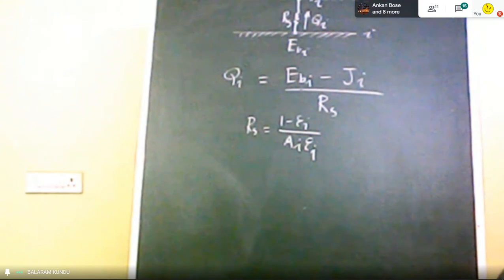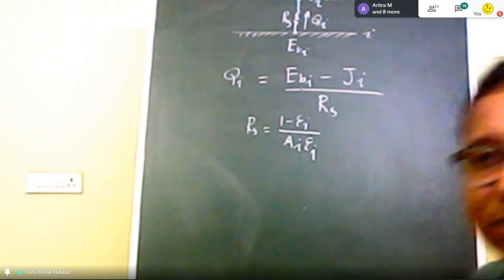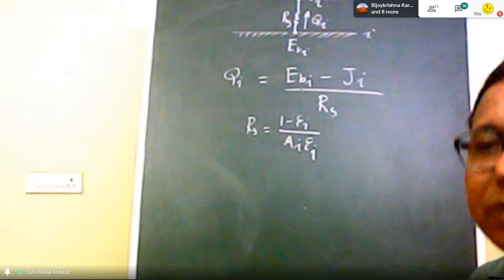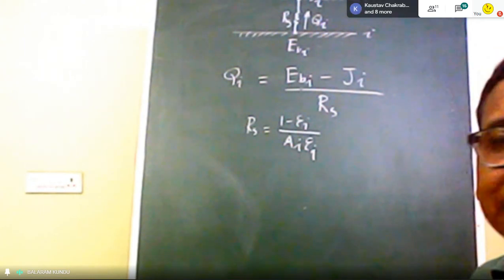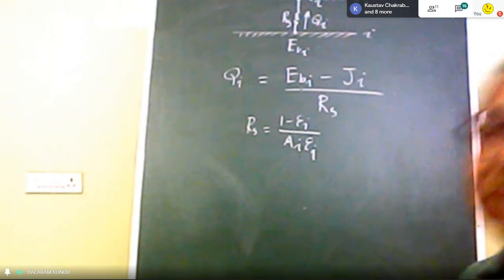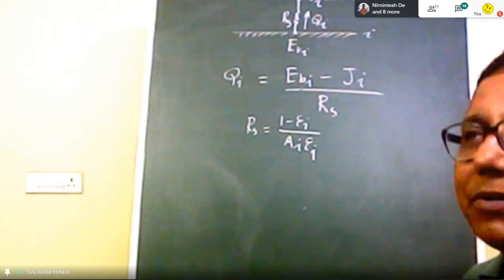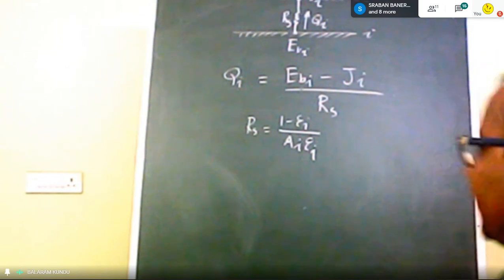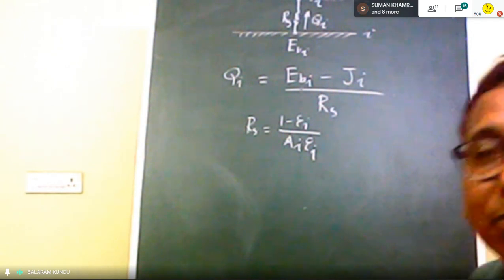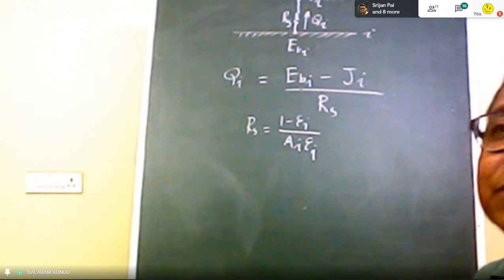If you have two black bodies, then the radiosities are not required, because we know that the emissive power of a black body equals the radiosity, and the emissive power of a black body, E_b, equals sigma T to the power 4. So if temperature is known, the emissive power of black bodies is known. So there will be no problem calculating the radiation heat exchange between two black surfaces.